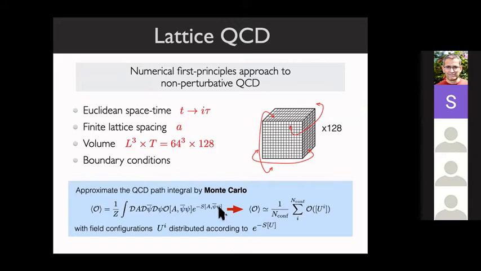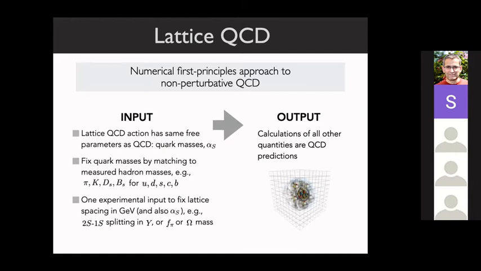What I want to emphasize is that lattice field theory is a systematically improvable approach that has the same free parameters as QCD itself: the quark masses and the strong coupling. Once the quark masses have been fixed by matching to some measured hadron masses, you need one additional experimental input to fix the lattice spacing, and equivalently the strong coupling. Then everything else, from details of the internal structure of the proton all the way up to nuclear structure and reactions, are predictions of the theory.